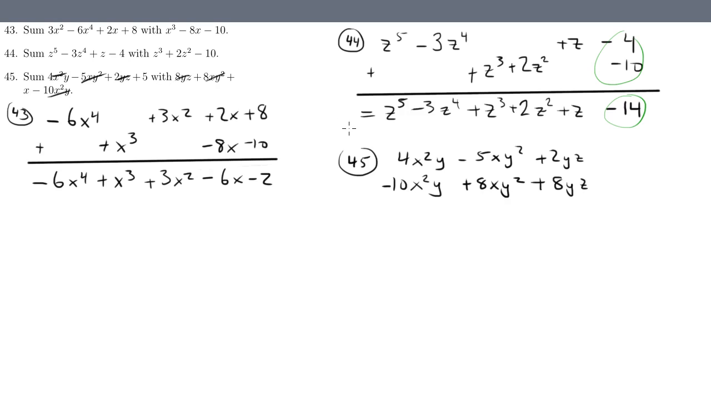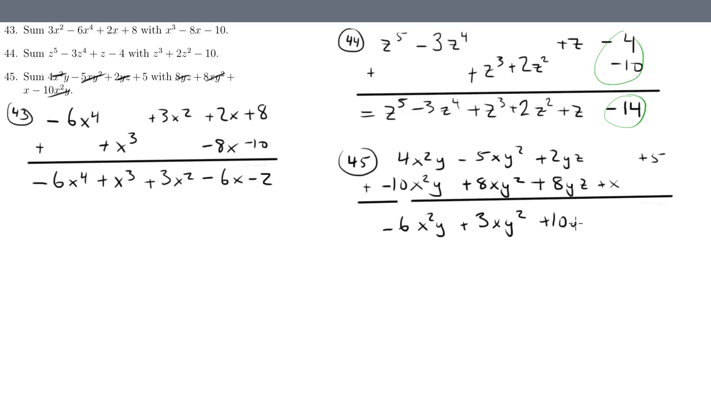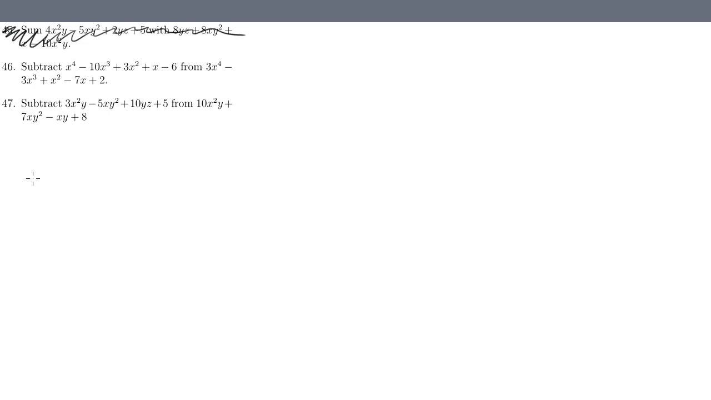Okay. Plus 5 and plus x. Okay, and we gotta add all this. Minus 6x squared y plus 3xy squared plus 10yz plus x plus 5. Yeah, alright, I like it. Good. Let's take a look at 46.